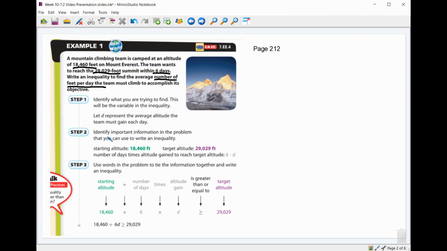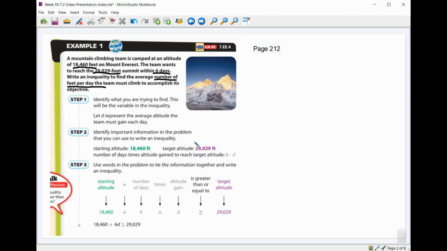Identify important information in the problem is the second step. We also did that early on, but we are going to identify important information in the problem every single time, and then we are going to write it down. So we need to write down everything we could use in our inequality, and our starting altitude is one of these important pieces of information. As I had underlined, a mountain climbing team is camped at an altitude. They are currently at 18,460 feet. So that is my starting point. The starting altitude is 18,460 feet.